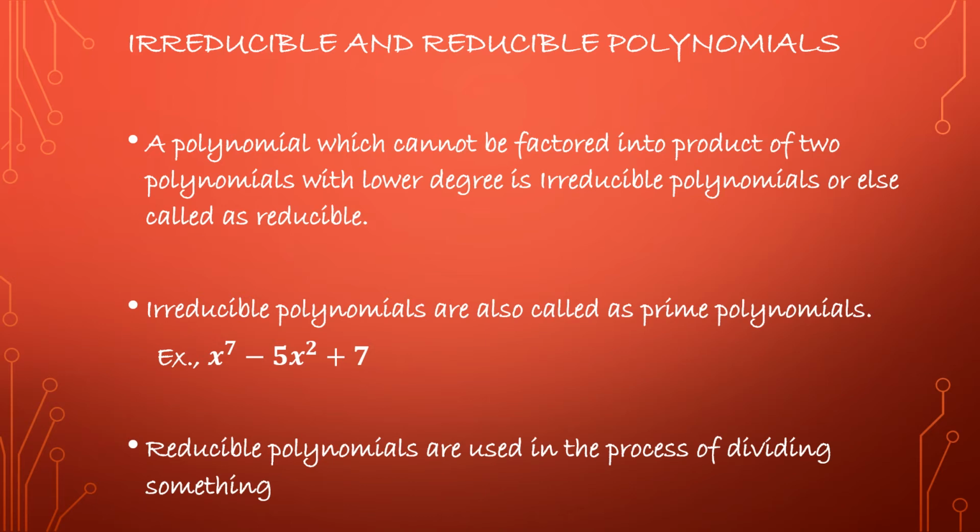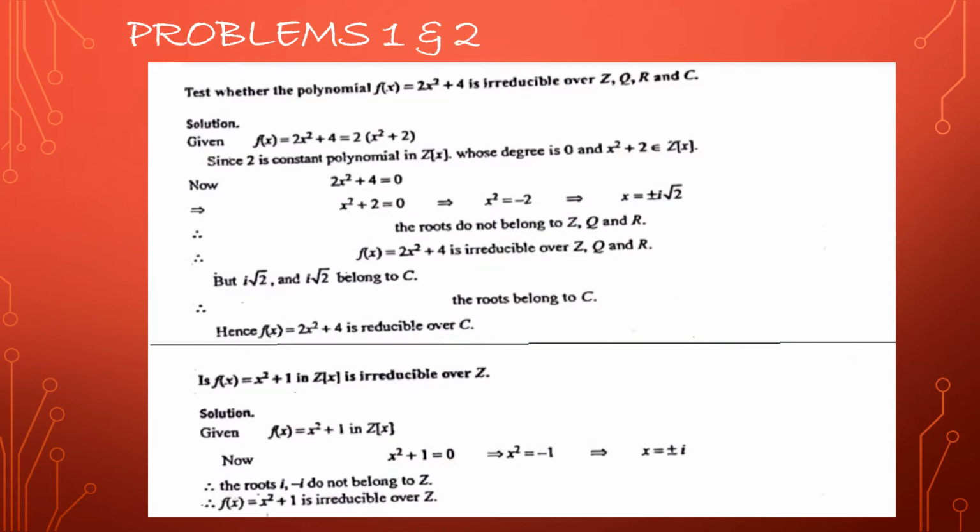So let's get into the next slide. Problems number 1 and 2 are put up in one slide. Just very simple problems to start with. We are going to test a polynomial, whether it is irreducible or not. That's it. So it is irreducible over Z, Q, R and C, they have given. See the mention: they have mentioned the sets of integers, rational numbers, real numbers and complex numbers.